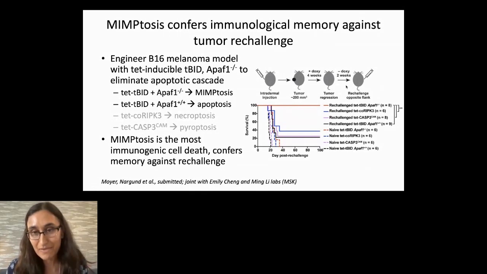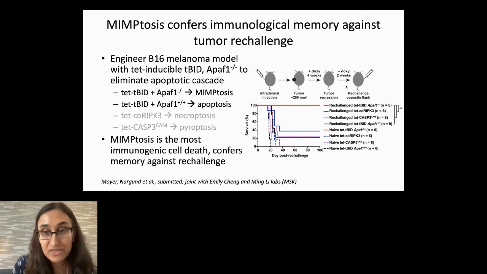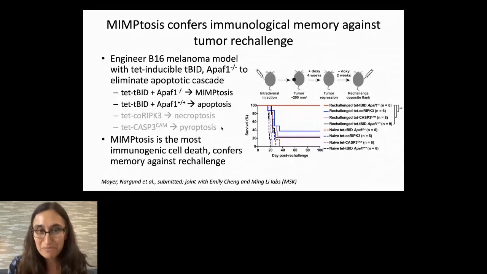Or did the mice get melanoma and die? Okay, and what you can see is that this MIMPtosis cell death actually protects the mouse from rechallenge. Okay, I'm not talking about in the paper. We actually have apoptosis, MIMPtosis, necroptosis, and pyroptosis.